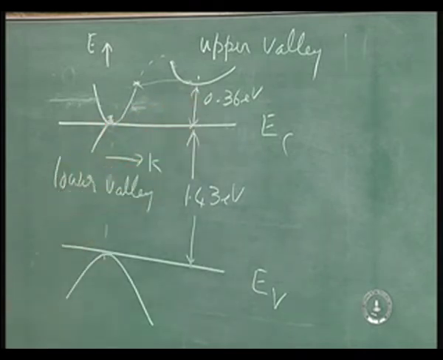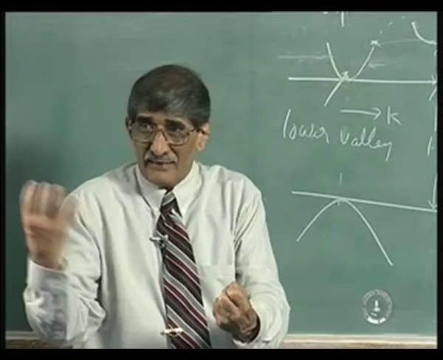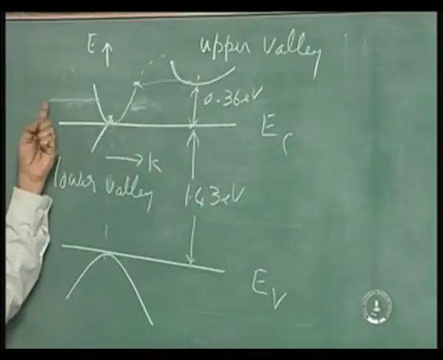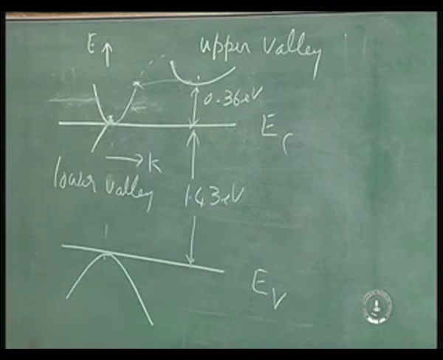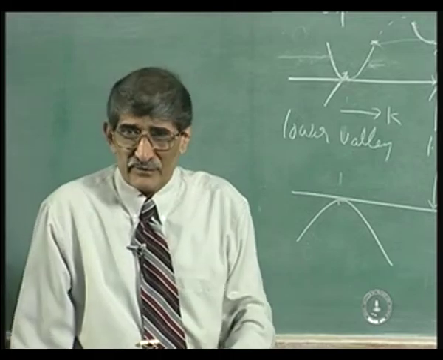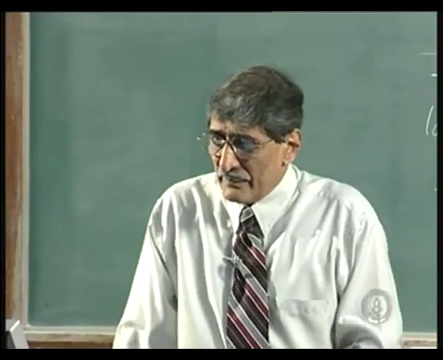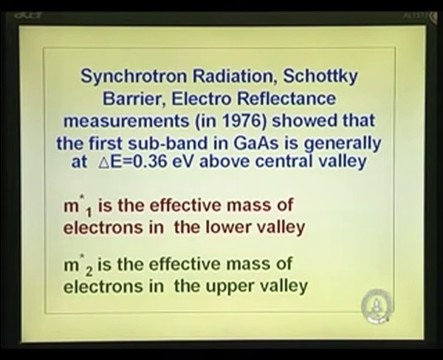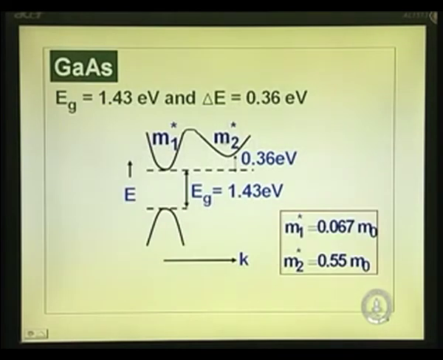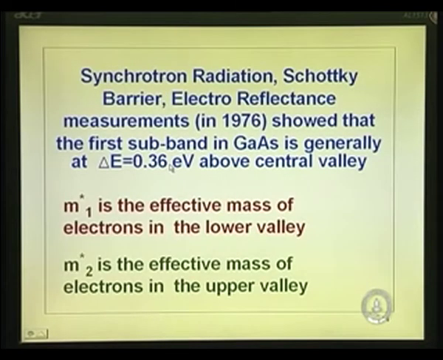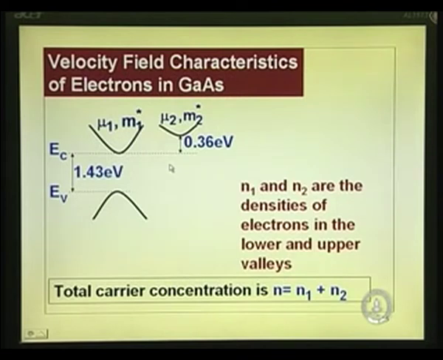The central valley is there. If you go to three dimensions, there will be 4 valleys like that all round. So electrons can transfer to that or to that. It is three dimensional in the Brillouin zone if you take it. M1 star is the effective mass of electrons in the lower valley, and M2 star is the effective mass of electrons in the upper valley. I put the diagram again, so that if you miss something you can see it here.